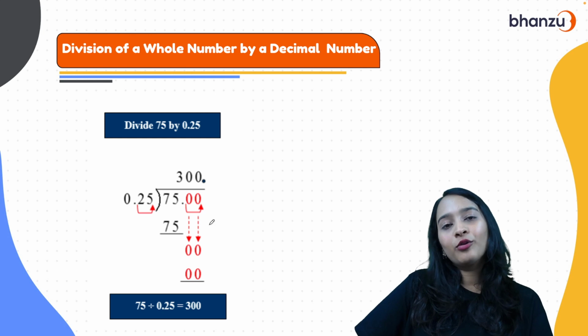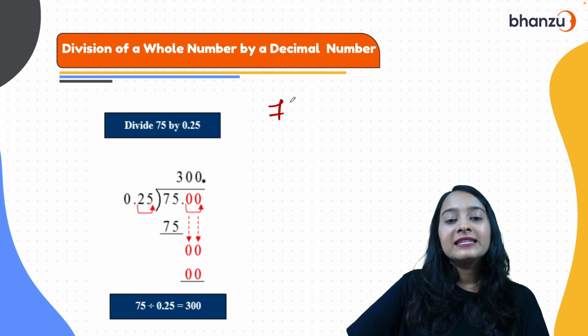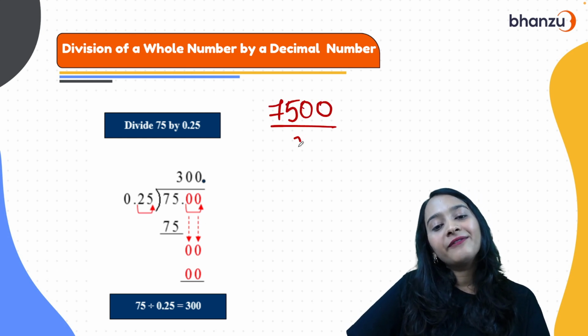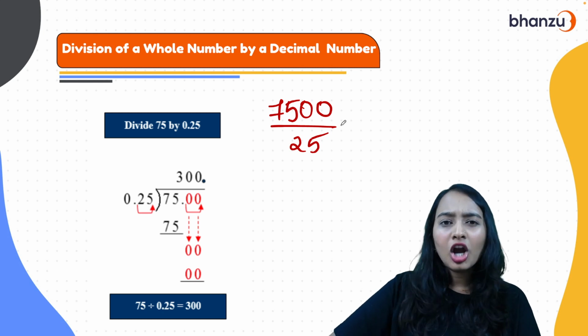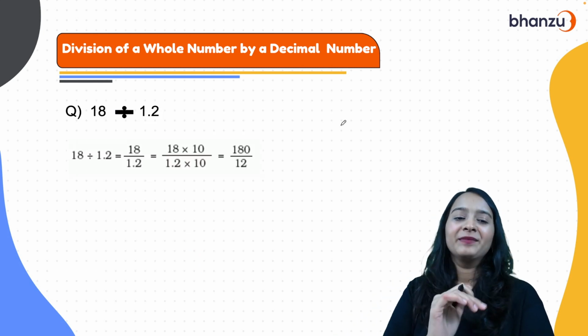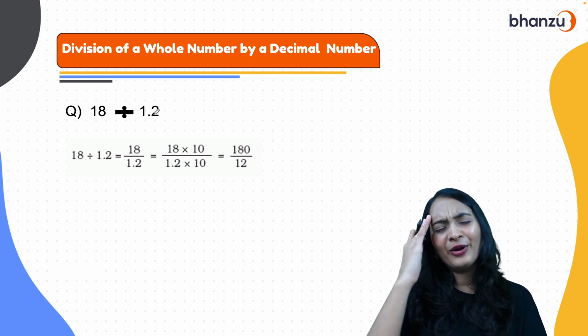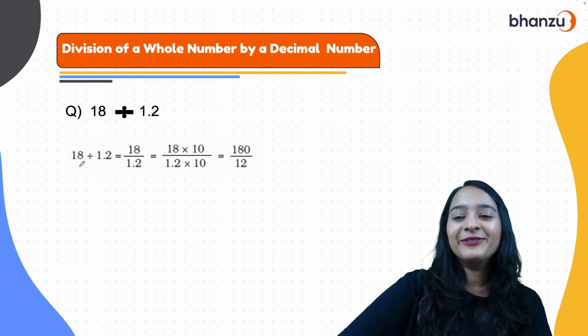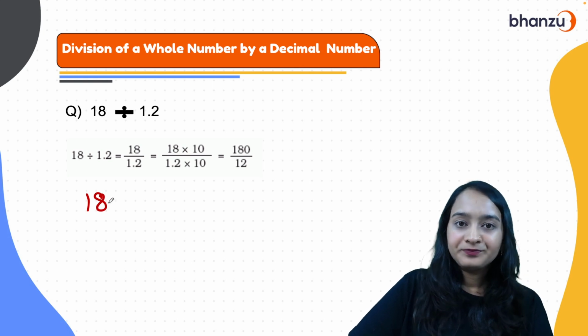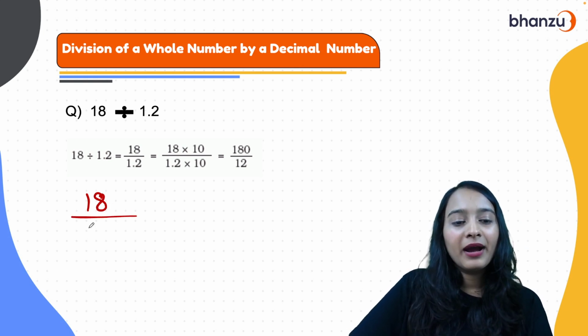You just add more zeros to it. So, it's basically 7500 divided by 25. Job is easy. Life is easy. Now, 18 divided by 1.2. So, what will we be doing here? 18 divided by 1.2. So, I'll multiply by 10.